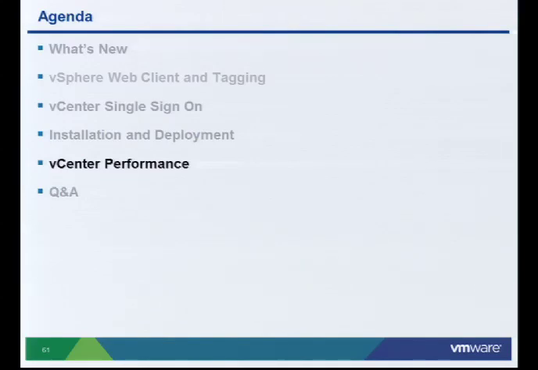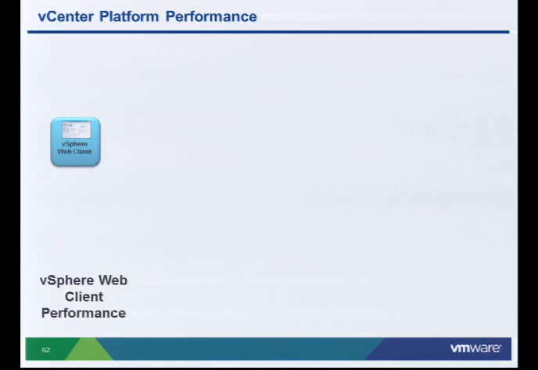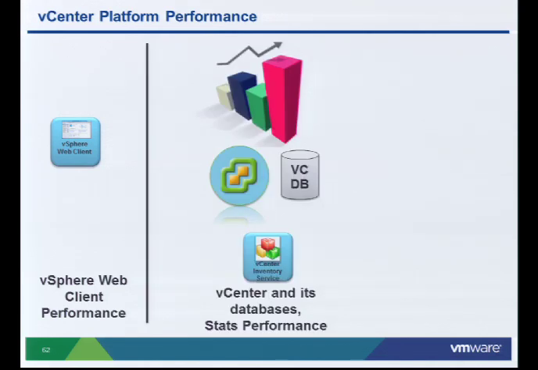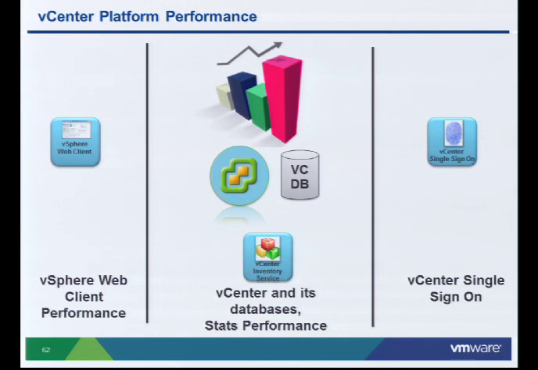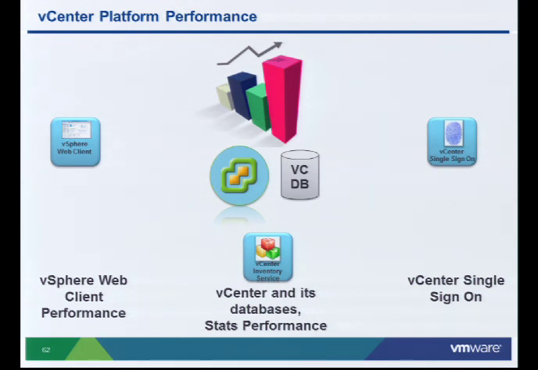So the last but not the least is vCenter performance. Now that there are multiple moving parts, when we say performance, we just cannot say the performance of vCenter, right? There is the performance of the web client. Then there's the performance of core vCenter, the database, and the inventory service, and things like that. And then there's this new kid on the block, single sign-on, and you might have questions about how that performs, right? So Amit spoke to you about the performance of the web client, and how it's improved a lot over how the C# client performs. So I just want to add a few more notes here.